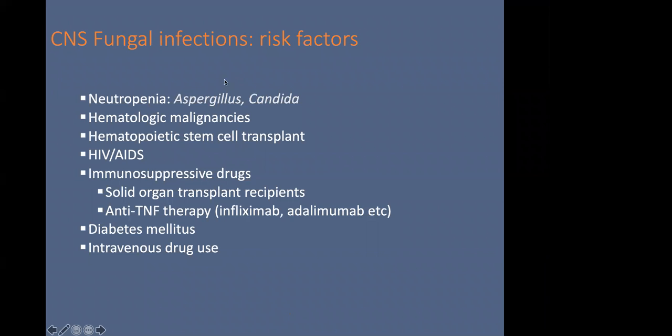Usually there are underlying conditions for the fungal infections. Aspergillus or Candida like neutropenic states. Lymphoma or leukemia are other underlying conditions where we see more fungal infections. HIV/AIDS, of course: Cryptococcus and other fungi proliferate in this situation. Solid organ transplant recipients, diabetes mellitus, the Mucor and Rhizopus group of fungi love that.